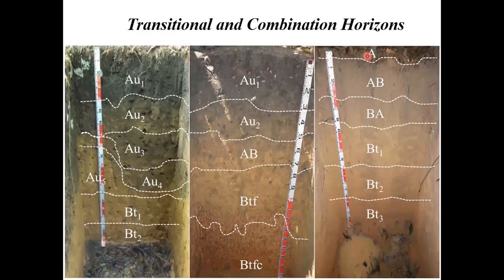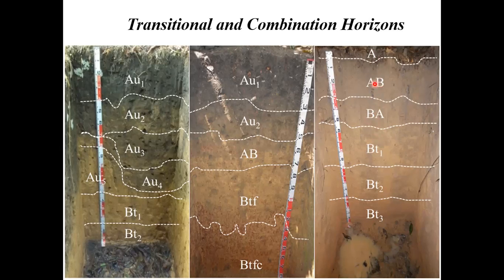Here you can see some different types of layers. What are these, sir, U1, U2, U3? And what is BTF, BTFC? We will see all these things in the coming lectures. Just for your understanding, it is A, it is B, but in between, while traveling from A to B, we have to cross these two layers.